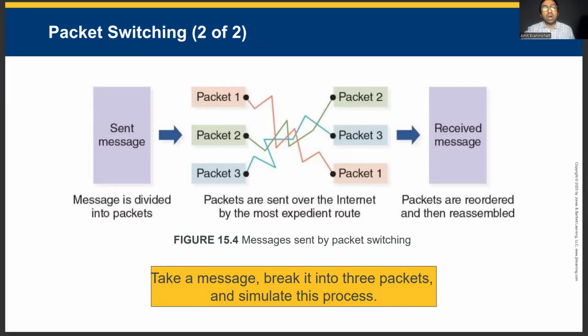This slide shows how a message is divided into three packets and sent via different routes before reassembly. Even if the route becomes congested, packets still reach their destination, making packet switching more robust than sending entire messages all at once.